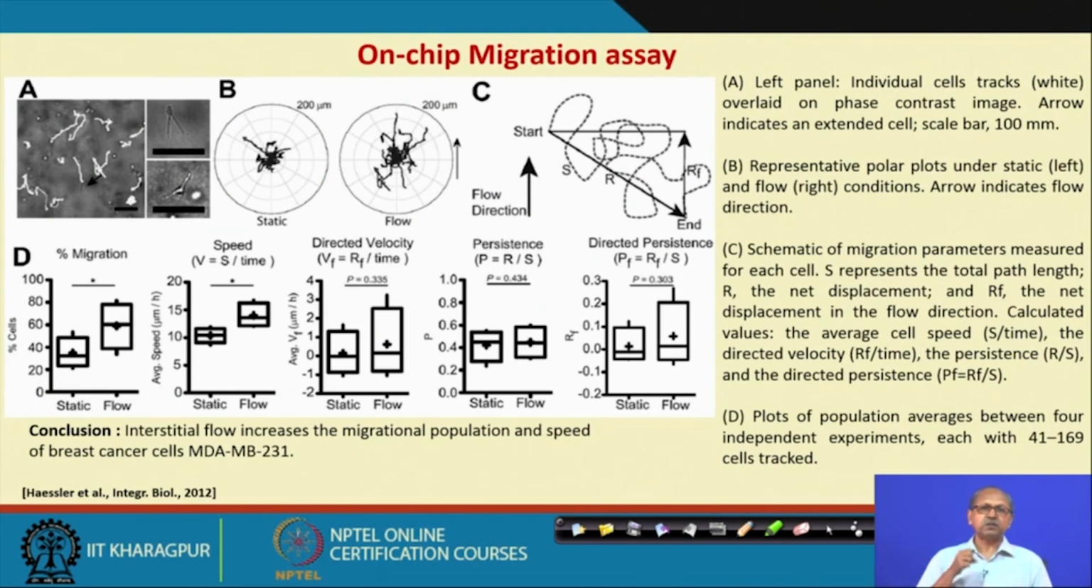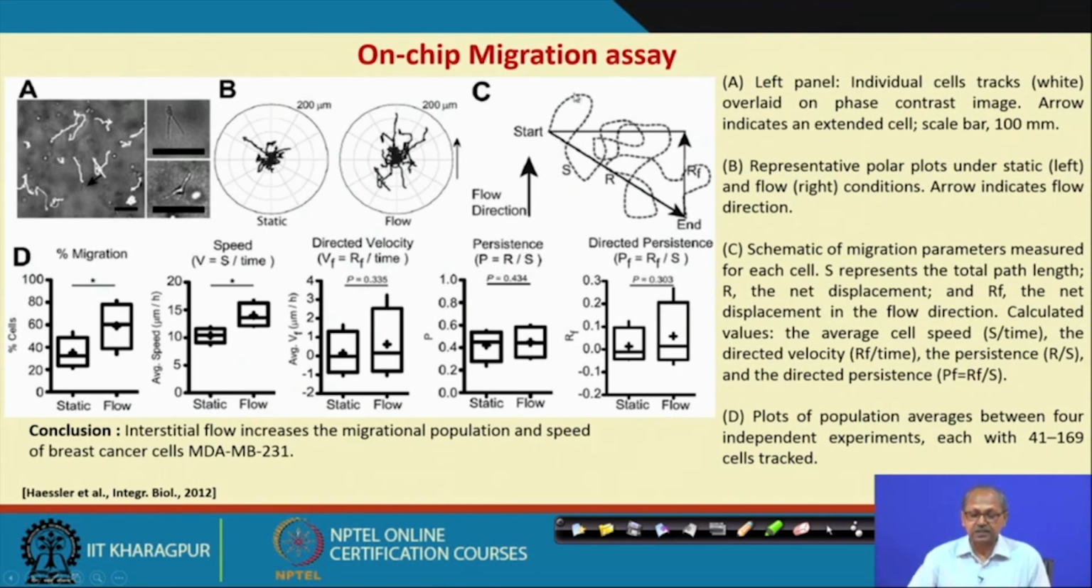Then all the images of cellular migration were captured at 15-minute intervals for 16 hours, and then the images were processed and a polar plot was made. This is for static and this is for the flow condition in that direction. In the polar plot, all the cells are more or less concentrated in the center, with one or two cells migrated, whereas in the case of flow a lot of cells have migrated in different directions. The direction of migration is indicated by this figure.